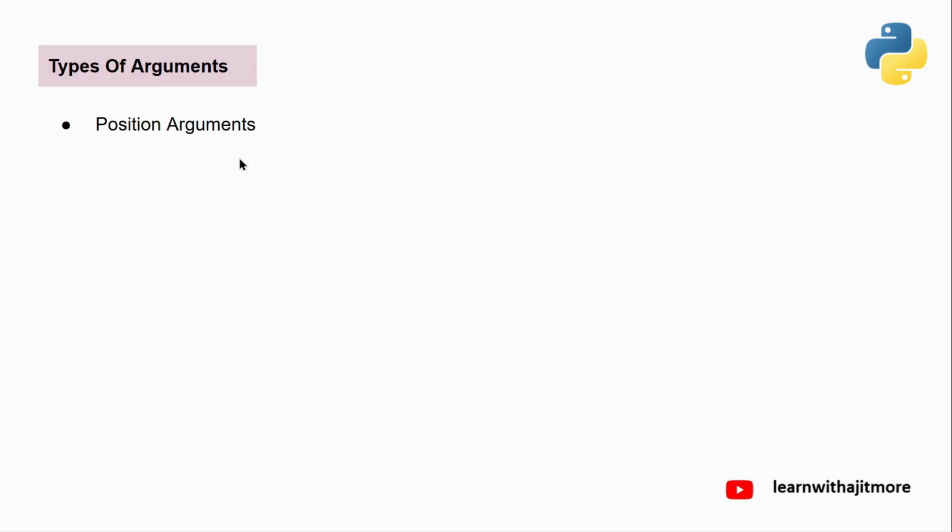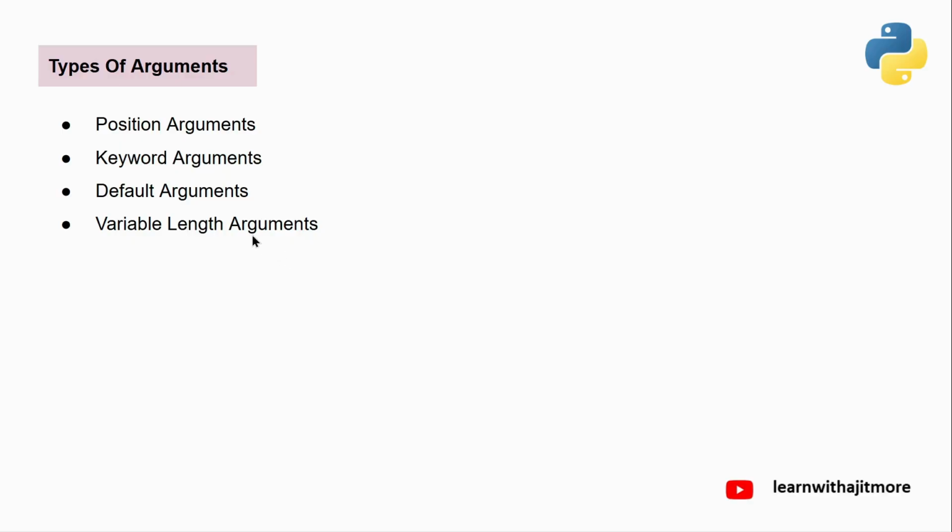So positional parameter, or you can say positional argument. Second is keyword. Third is default argument. And fourth, variable length argument. Variable length is very, very useful. All these 4 one by one we will discuss with examples. First, we'll talk about positional argument.